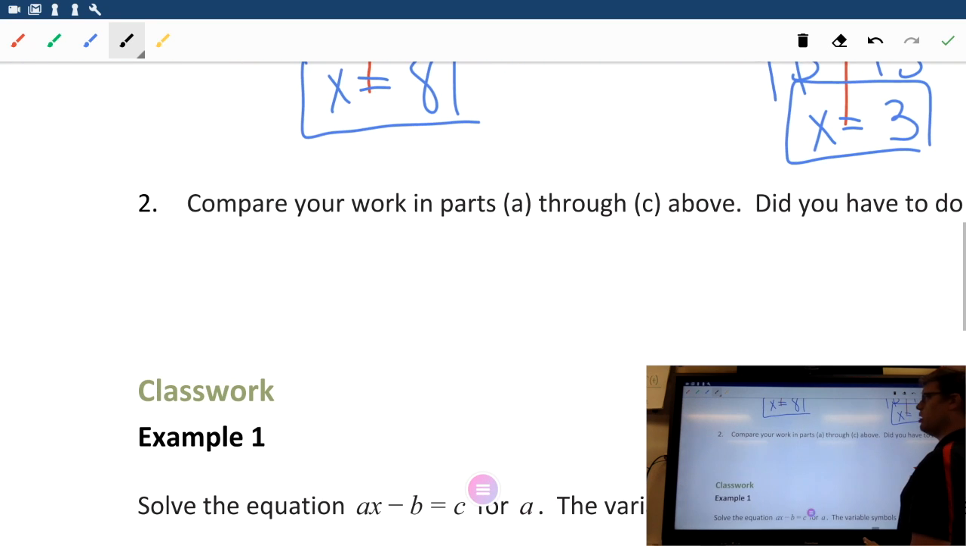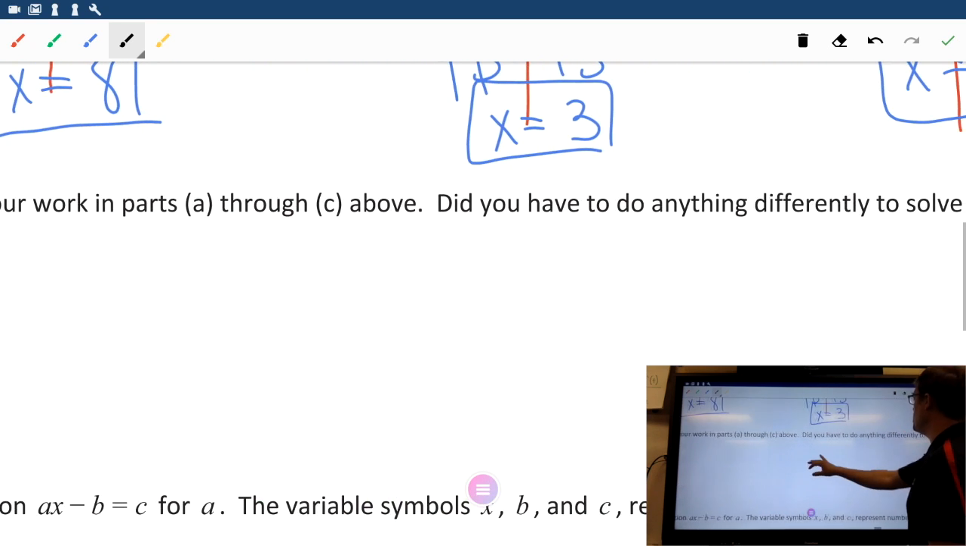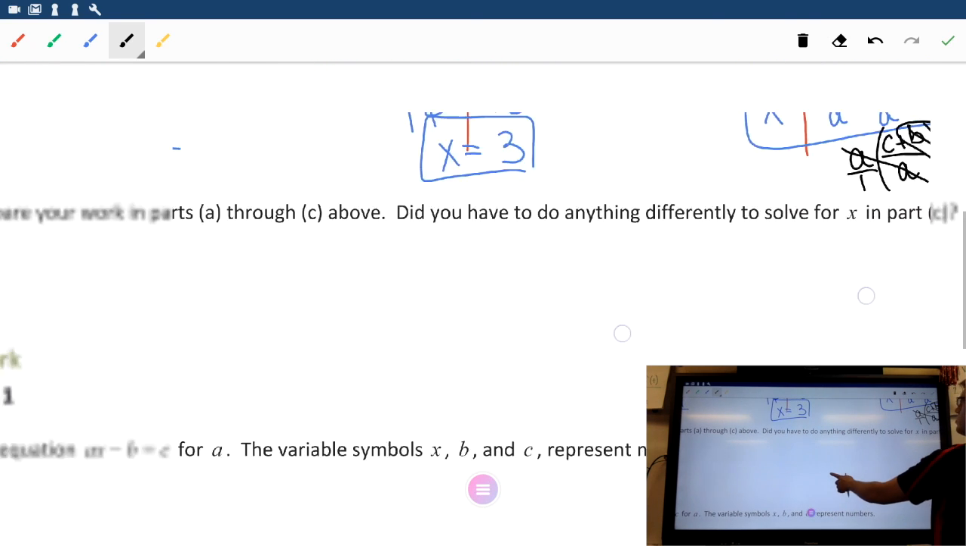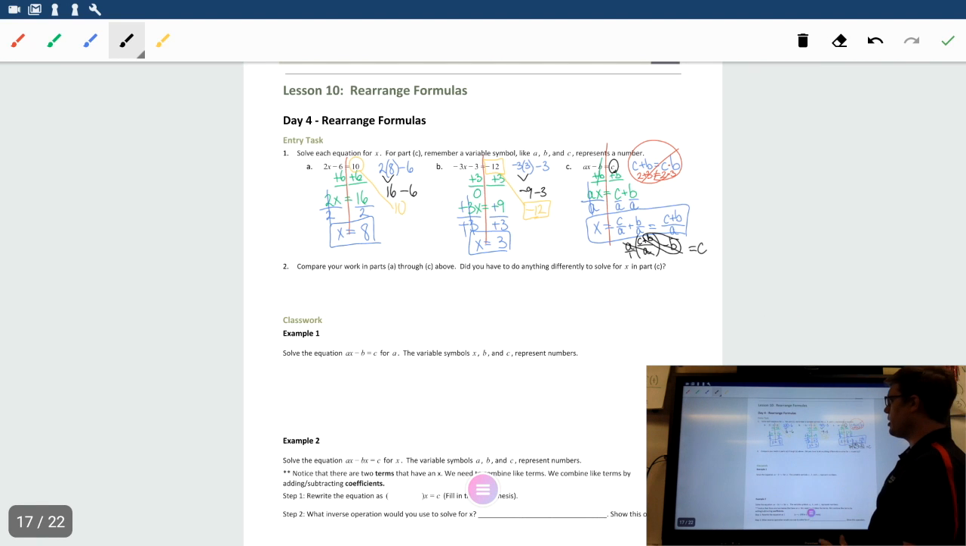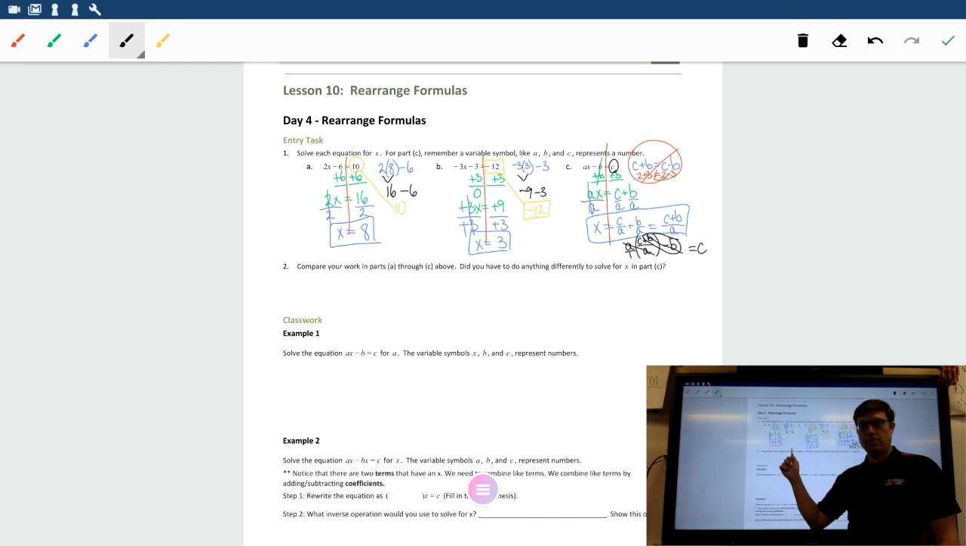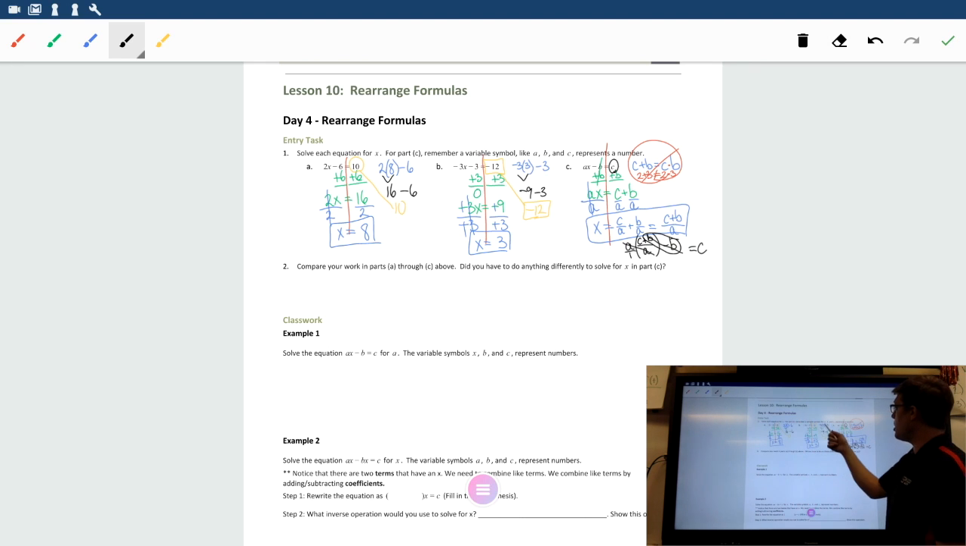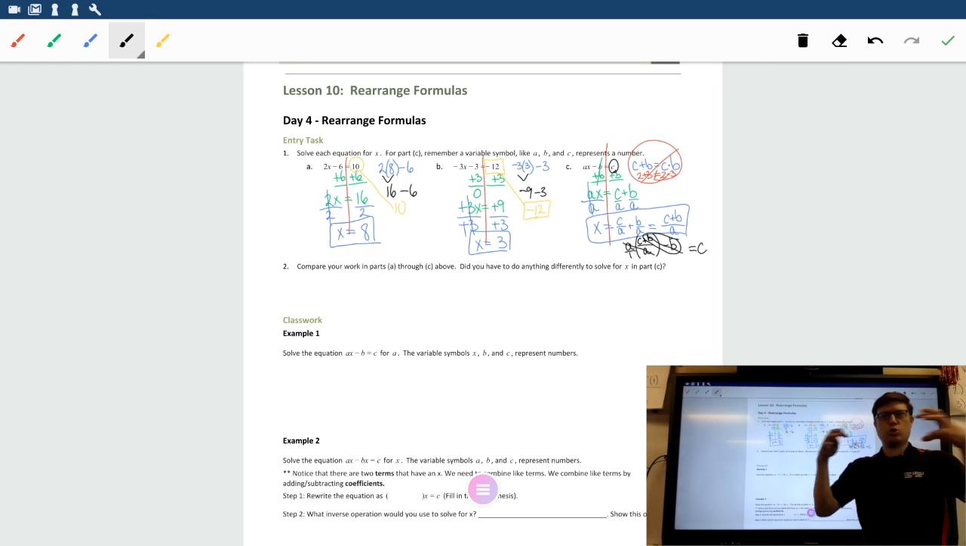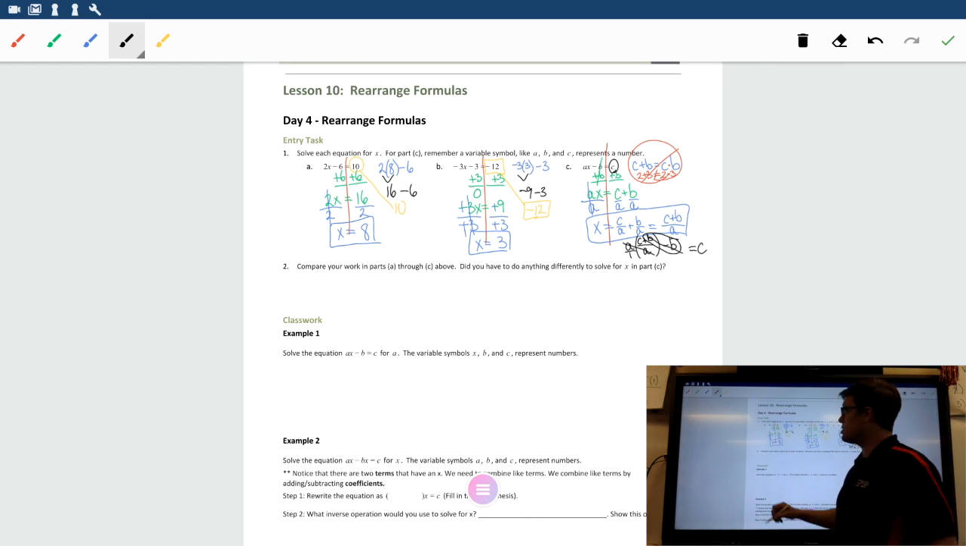Okay, here we go, getting the classwork. Not yet. Compare your work in parts A through C. Did you have to do anything differently to solve for x? Okay, so really no, step 1 in part A, part B, and C was all the same. It was undo through the process of addition, undo the number that was added or subtracted to the x term. That was step 1, and then step 2 was to use division.